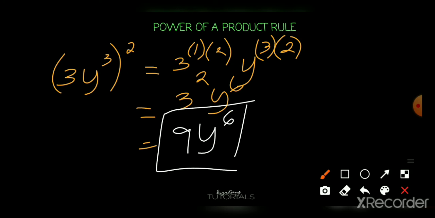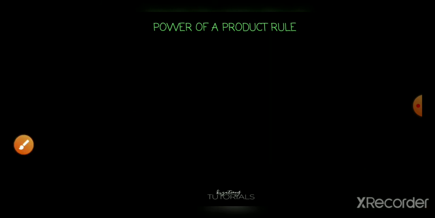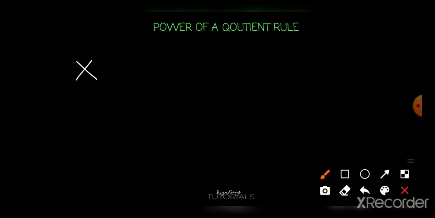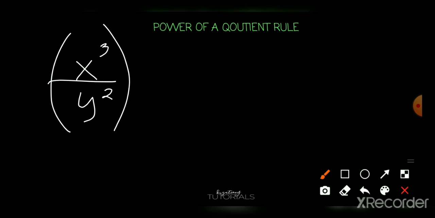Okay. So atong next ni is power of a quotient rule. So kung quotient pod, of course, nag-divide, then gi-raise pod into a power. For example, imo ni nga makita, kibali ha, x to the power of 3 over y to the power of 2, unya gi-raise pagyud sila, to the power of, let's say, 2.